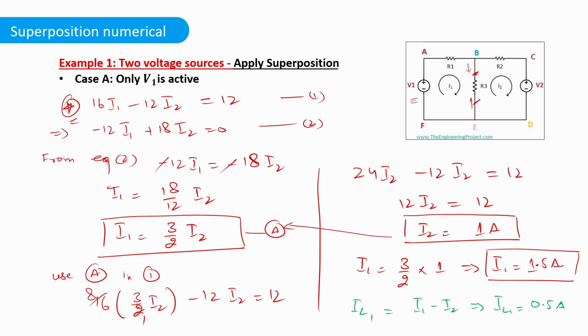Okay, so this is not the last answer. This is actually the answer for the first case. Now we will do the same process for the second case, and we will obtain load current for the second case. And after that, superposition theorem says that simply add the currents and you will get the final result. So in the second case, what we will do is that we will use this voltage source V2 and short circuit V1. So let's do that.